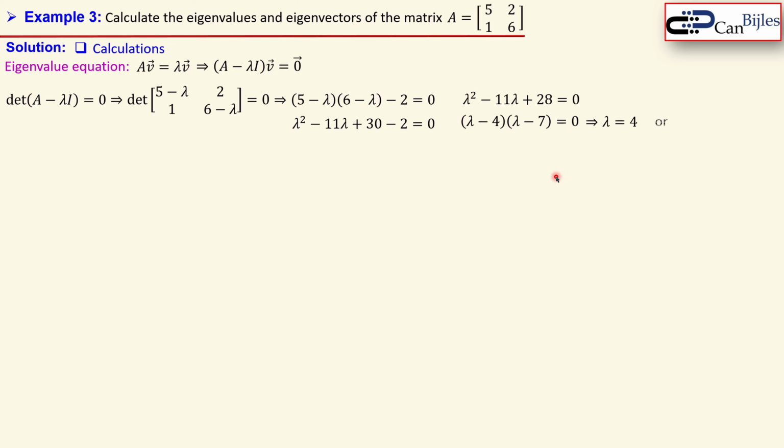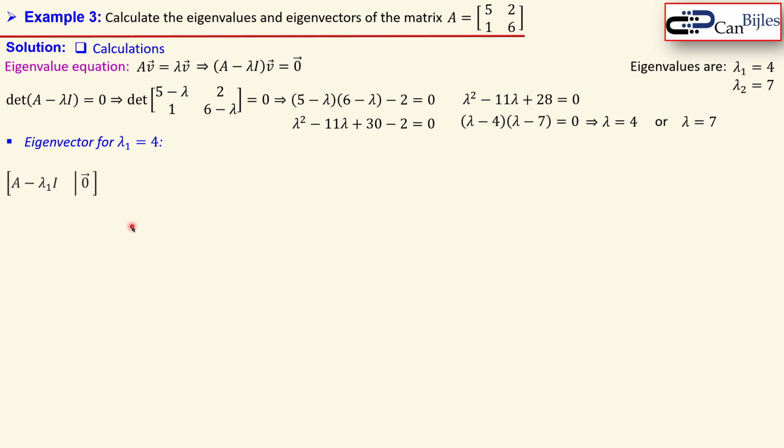Lambda must be 4 or lambda must be 7. So we have here, by the way, our eigenvalues already, lambda 1 and lambda 2. So you can number them 4 and 7. Okay, now the first job is done. Well, now we need to go to the eigenvectors and we need to find them for each eigenvalue. So let's start with the eigenvalue lambda 1 is 4.